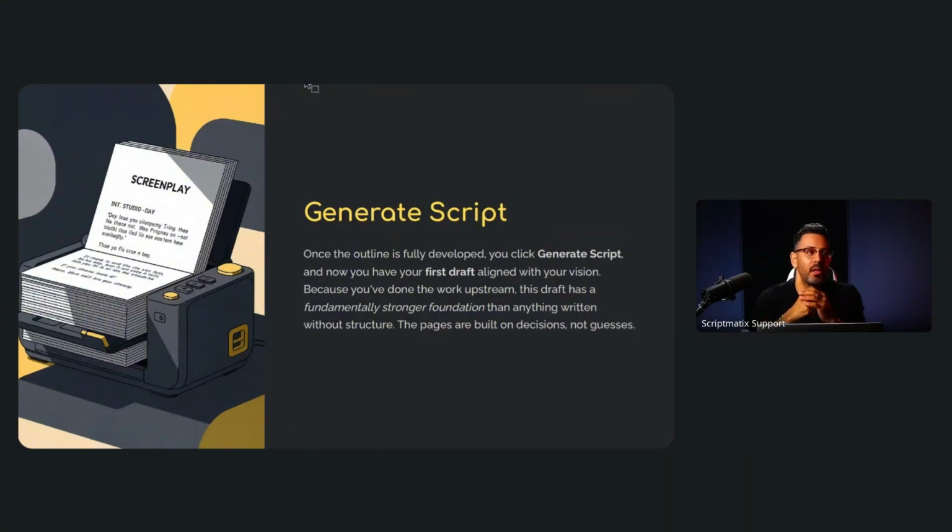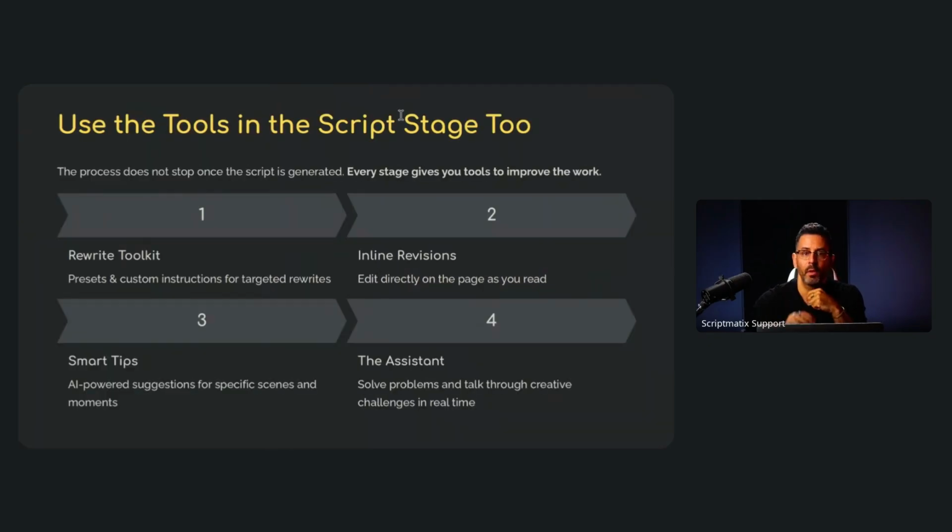It's original. You're not going to have something AI generic, right? AI slop, AI generic. That is not what you're going to get here. This is entirely built on the choices that you made. So you have the same tools. The presets are different at each stage, like I said, but the fundamental tools are the same. You have the rewrite toolkit, there for targeted rewrites using the presets and the custom instructions. You have the inline revisions, which let you edit lines or paragraphs directly on the page as you read it. And you have the smart tips to analyze the work and suggest some quick revisions that you can implement right away. And of course, the assistant is still there whenever you need to solve a problem or talk through a creative challenge in real time.